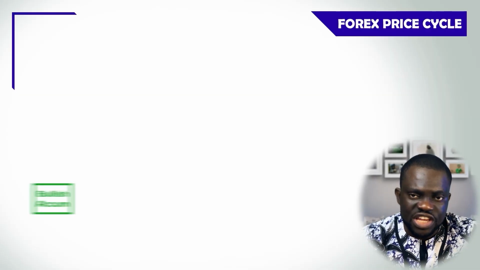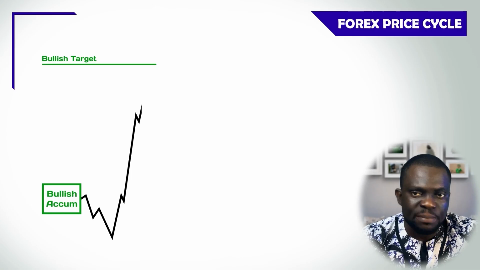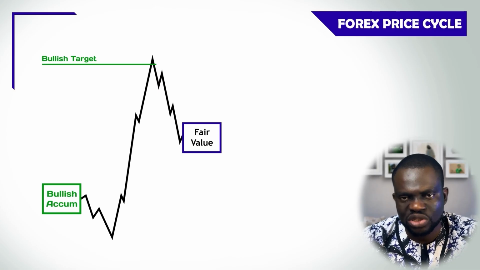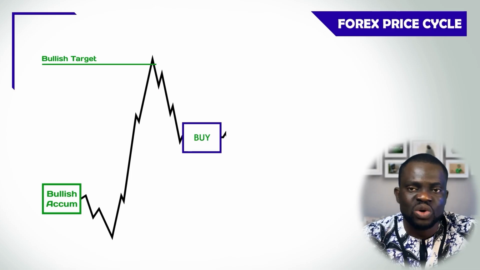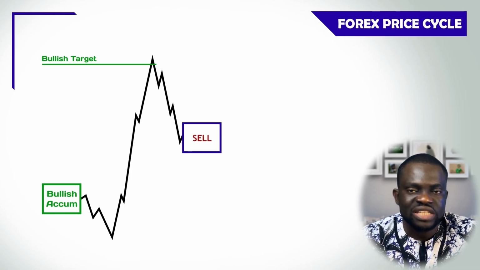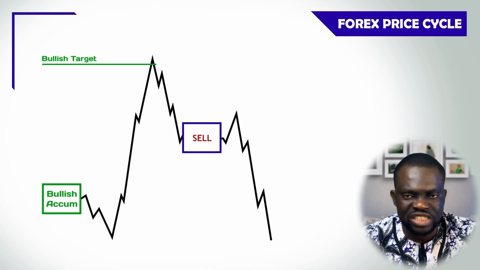For instance, if the original accumulation and delivery is bullish and price has reached its target and repriced into fair value well below the target for reaccumulation. If the reaccumulated position is buy, we get a continuation of the original swing. But if it is sell, we get a reversal, that is, a continuation of the bearish reprice move.